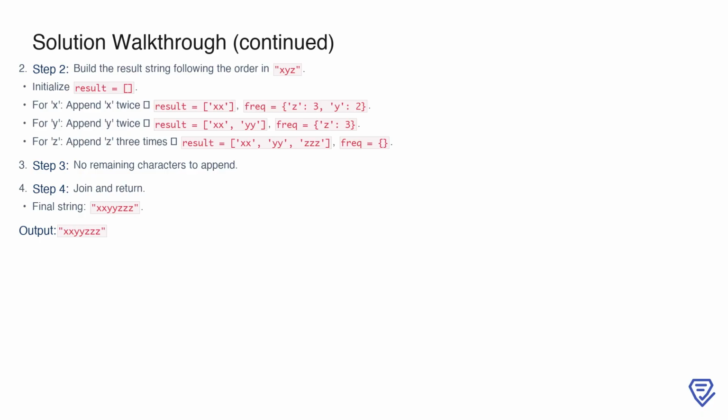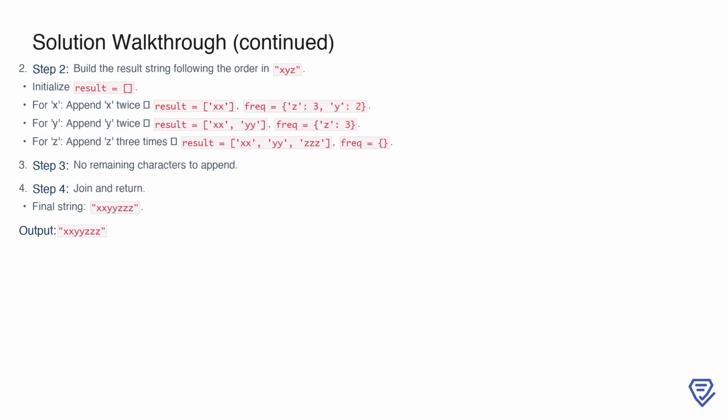Starting with X, we append it twice since its frequency is 2, updating the result to XX. Next, for Y, we append it twice as well, making the result XXYY. Finally, for Z, which has a frequency of 3, we append it 3 times. The result now becomes XXYYZZZ, and the frequency map is empty.